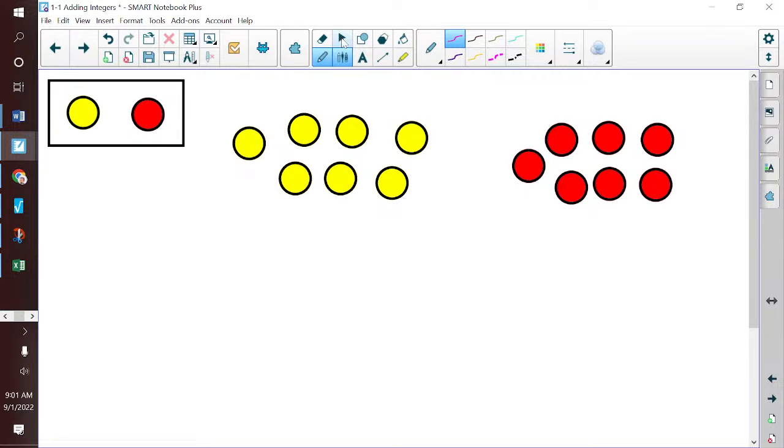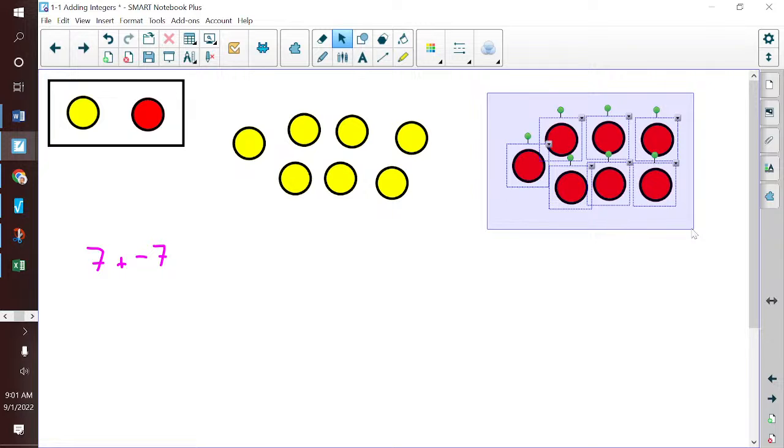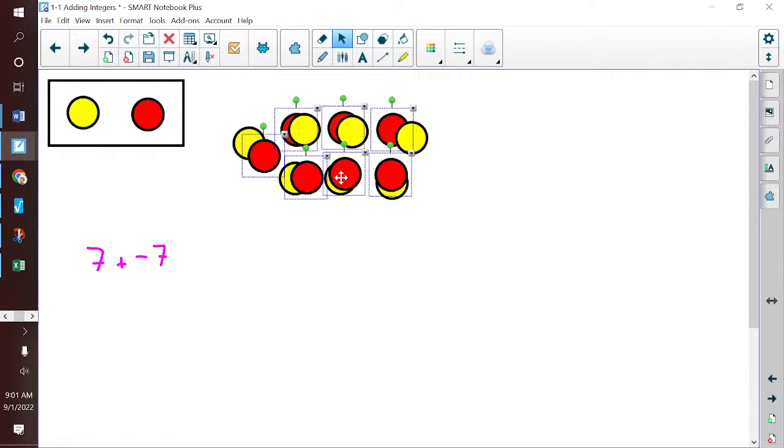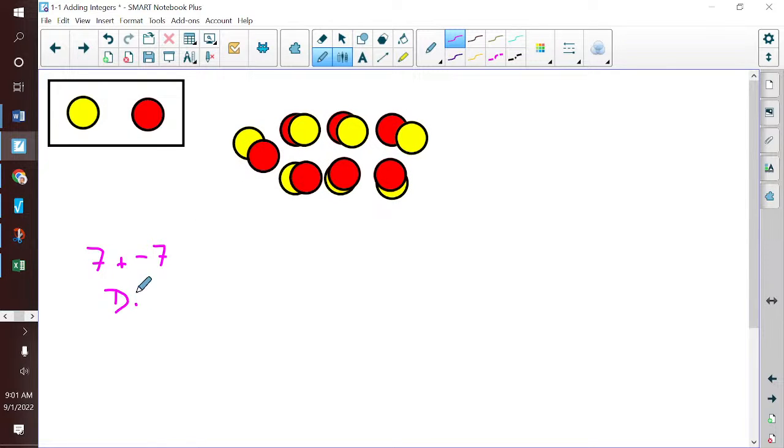Over here, we look, and what we can see is that we have +7 plus -7. And if we take all of our negatives and put them over with our positives, we see that they would cancel all each other out. And so again, we have different signs, but our answer here will be 0.